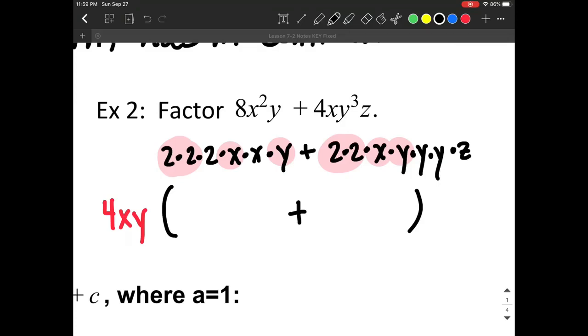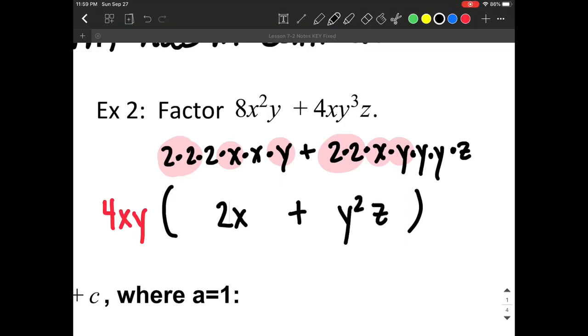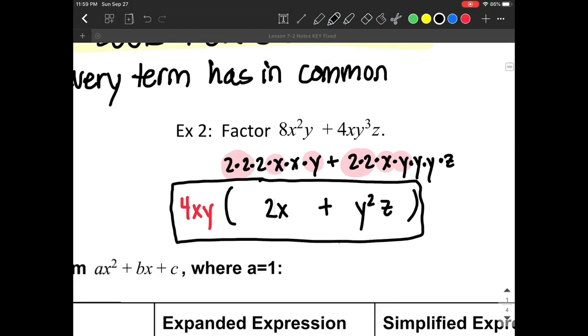So I have 2 and x left in my first term. So that's 2x. That means 2x times 4xy gives me my first term. And then for my second term, I'm left with y squared z. 2x and y squared z have nothing in common, so I took out my GCF correctly. This is the factored form.